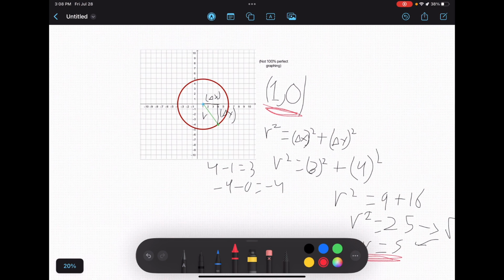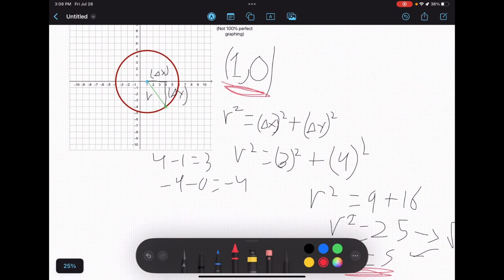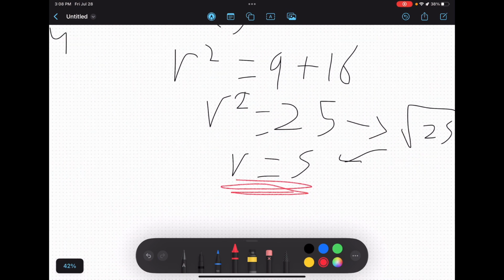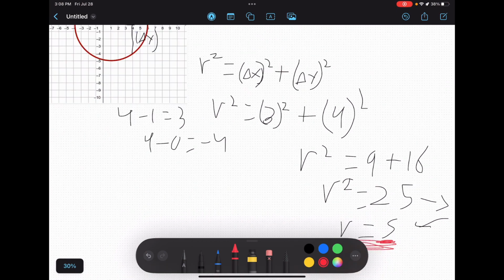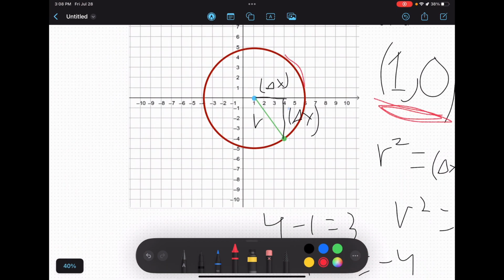Now that we have all that information, we can write the equation for the circle. The circle is going to be all the points, all x and y, that are 5 away from the center. So all around, kind of like that.